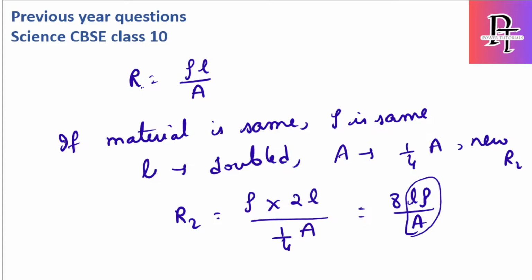So to solve this type of questions, just follow this method. They will say that length is doubled, area is half, or they can mention any other values as well. So based upon the value, just substitute in the place of L, rho and A, you'll get the final result, which is in terms of resistance R2 in terms of R1.